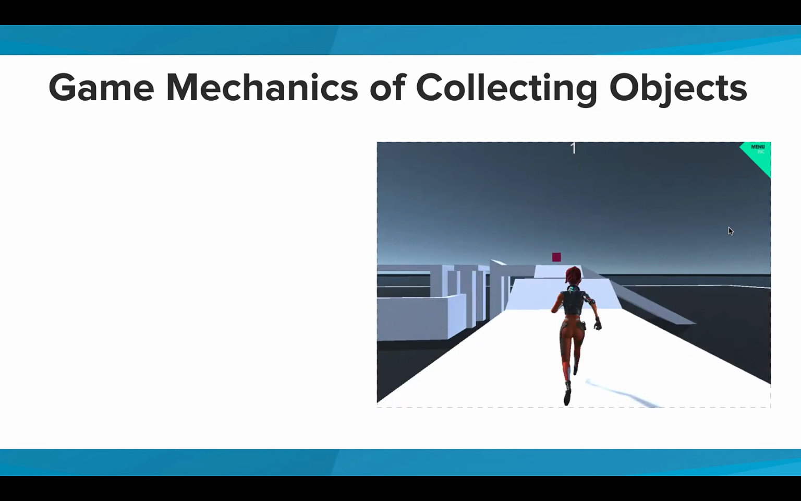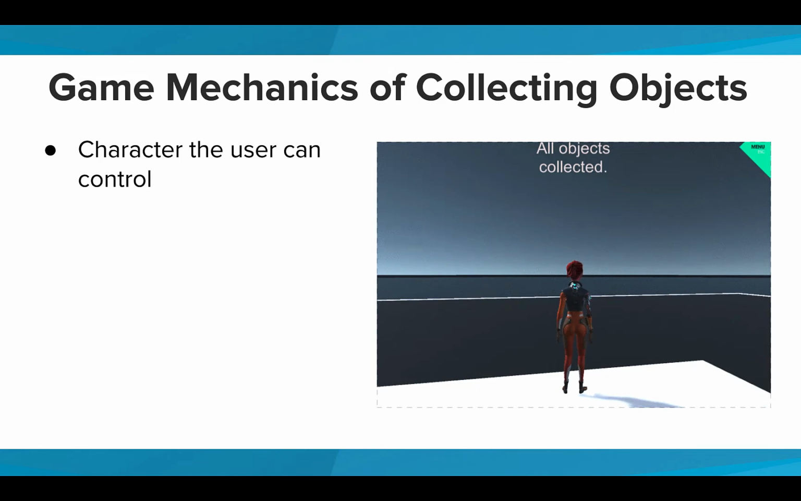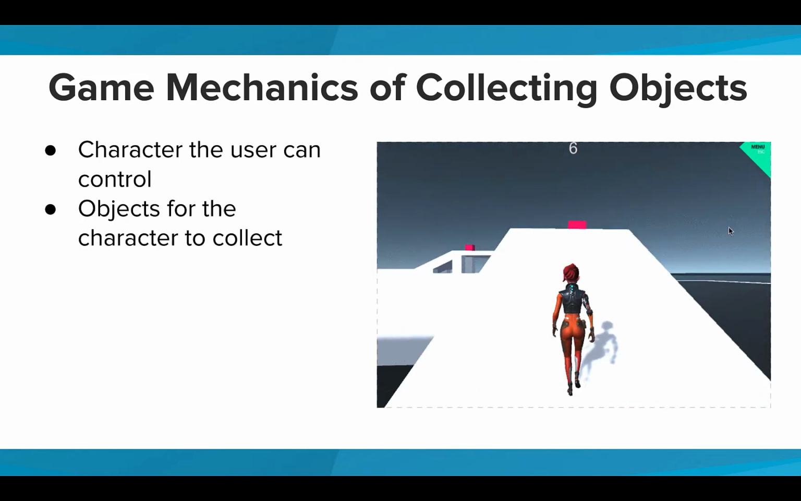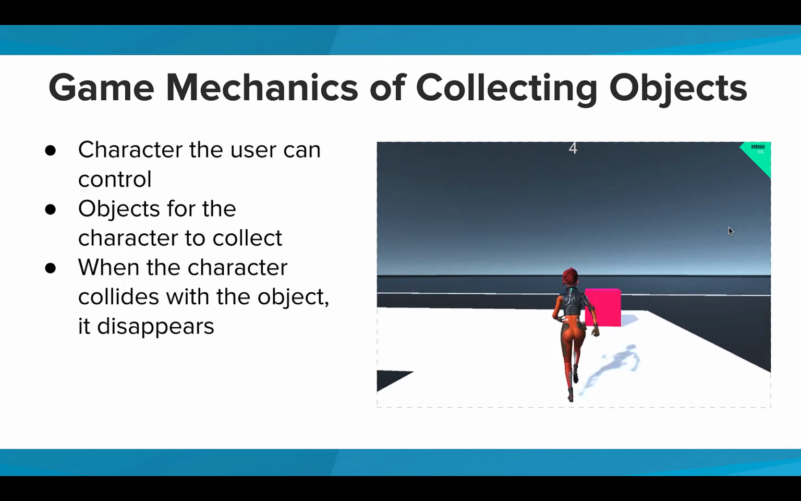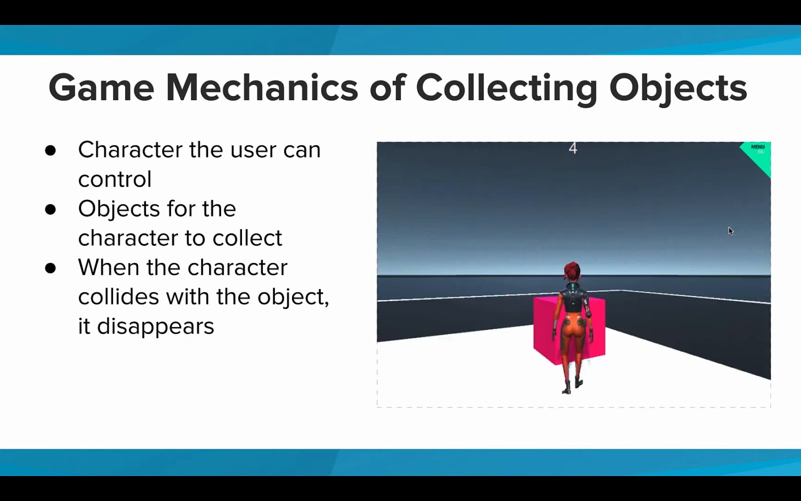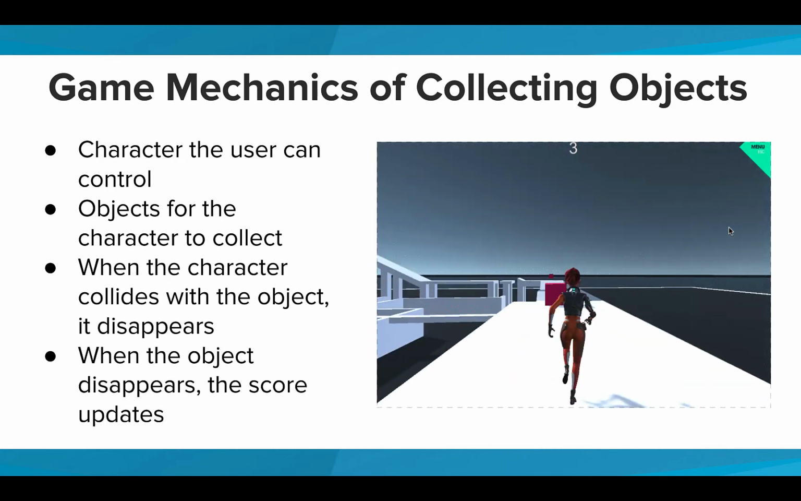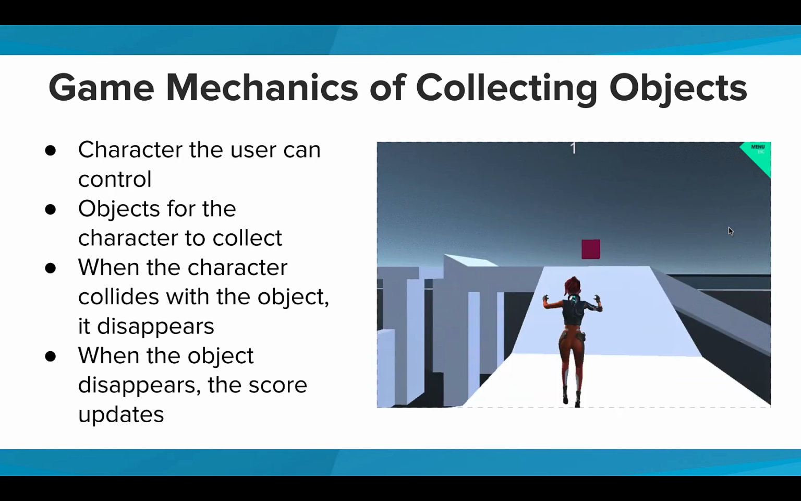Our game will be composed of 4 different aspects. First, we'll need a character that the user controls. We'll also need objects for the character to collect. We'll create the illusion of collection by having the object disappear when the player collides with it. And last, we'll display a score on the screen that lets the user know how many more objects they have left to collect.